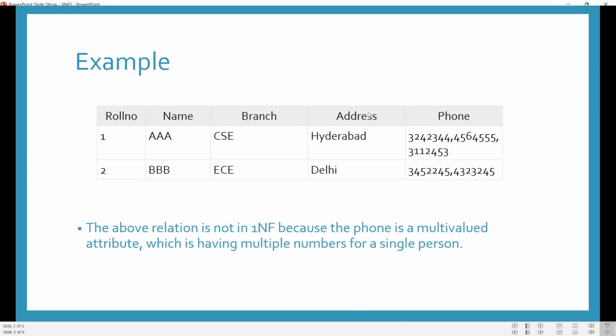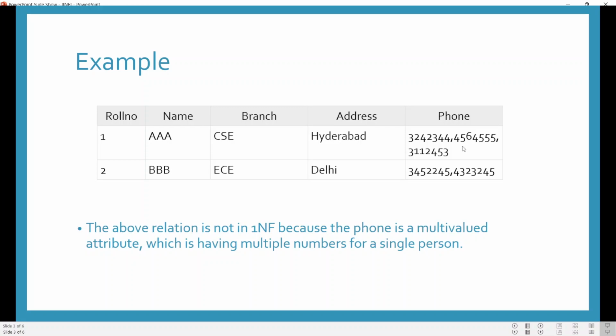In these attributes, for the attribute phone, you can see there are multiple values present in this tuple. So basically this is a multi-valued attribute. For the attribute phone, there is more than one value for that particular column. That means this relation is not in first normal form, because the first normal form condition is that it shouldn't allow multi-valued attributes. Here the multi-valued attribute phone is present, so this is not in first normal form.